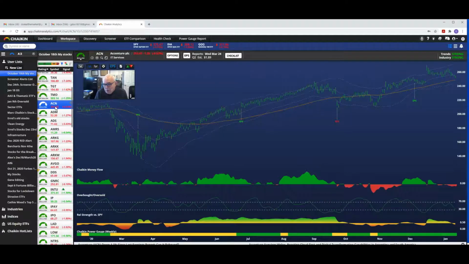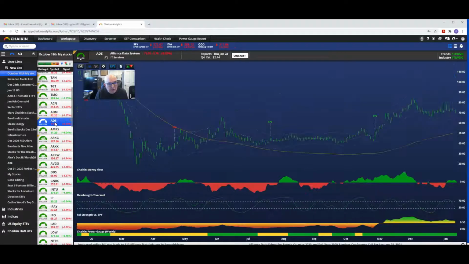Look at Accenture. Accenture is becoming oversold, but I don't like the money flow here. Now let's go down to the ARCs. Let's look at ADS, Alliance Data. I owned this one. I don't think I own it now, but it became overbought, and now it's looking to become oversold here. So we want to keep that radar on that, right?